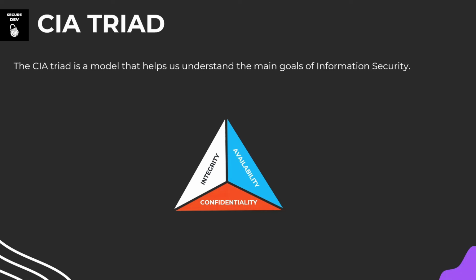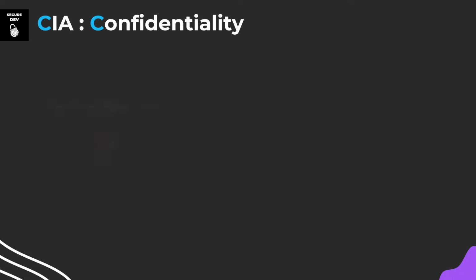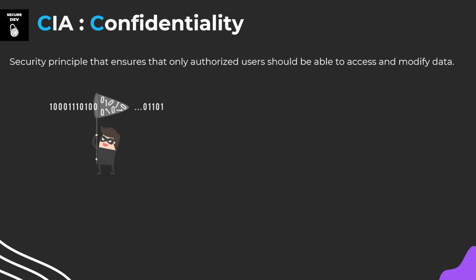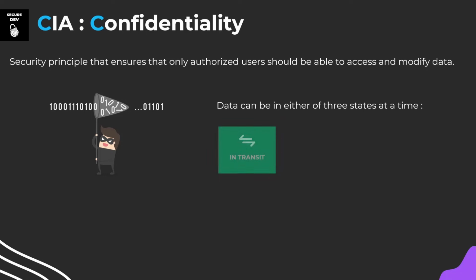Let's start with confidentiality. This principle ensures that only authorized users have the ability to access and modify data. And data at any given time can exist in one of three states. The first state is in transit, and this is when data is being transmitted between a sender and a recipient, like for example when you send an email or when you establish a client-server communication.